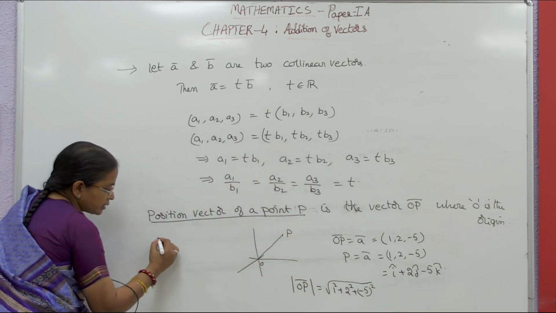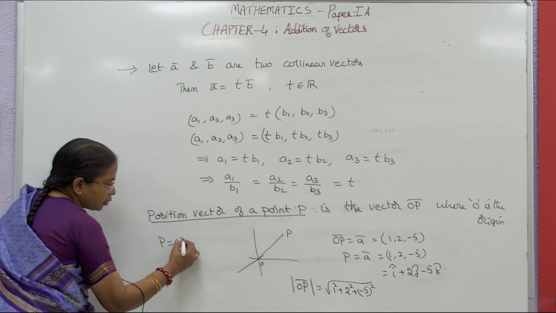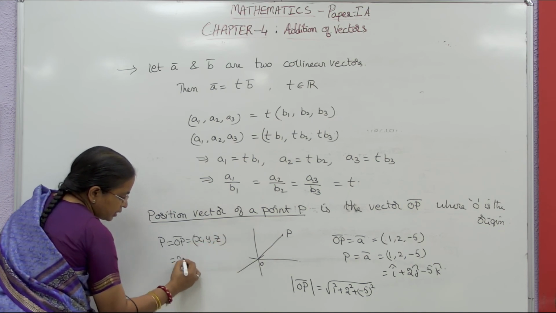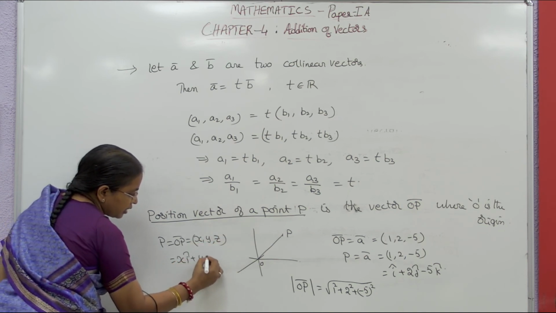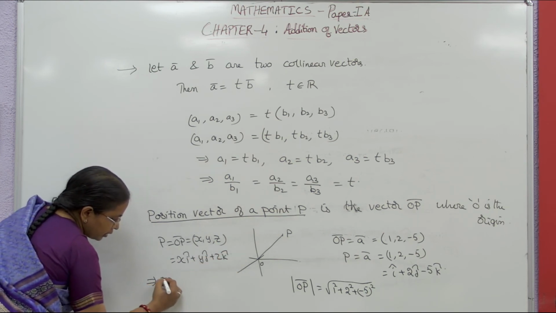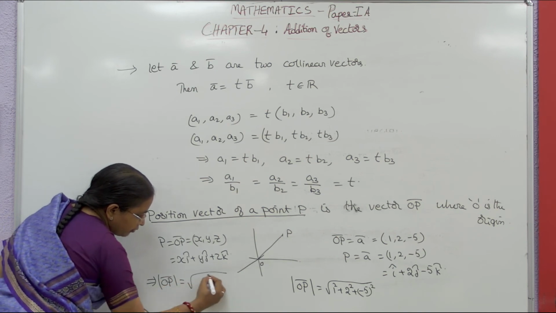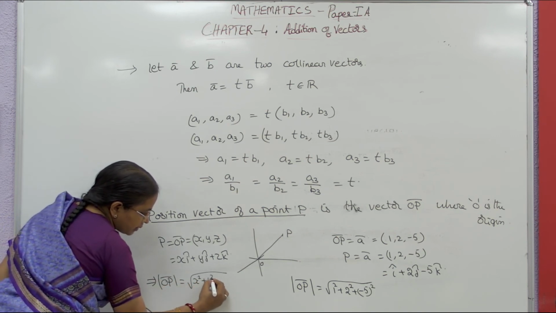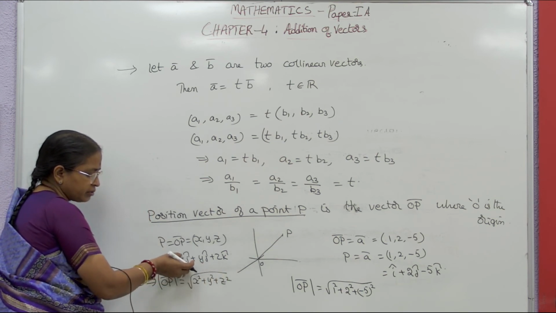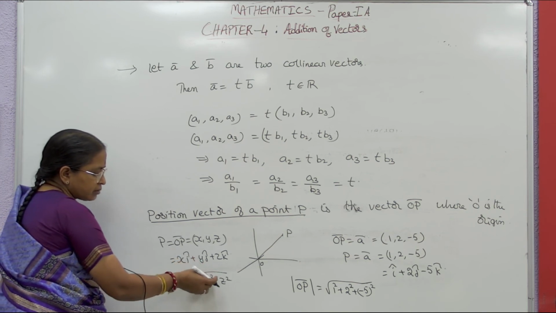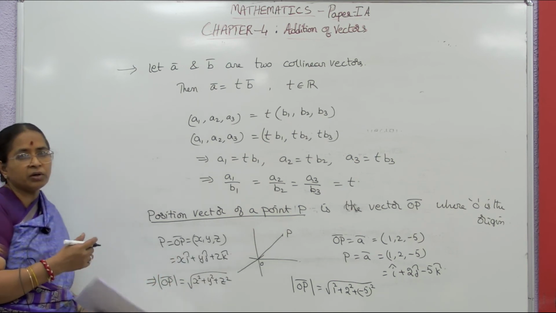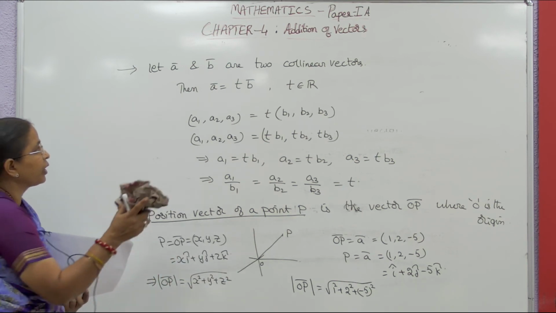Suppose P, or OP, is equal to (x, y, z). That means it is xi plus yj plus zk. Then mod OP, the length of OP, is root of x square plus y square plus z square. So it is the square root of the square of the i coefficient plus the square of the j coefficient plus the square of the k coefficient. So this is about the position vector of a point P.